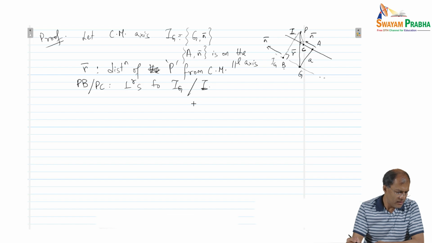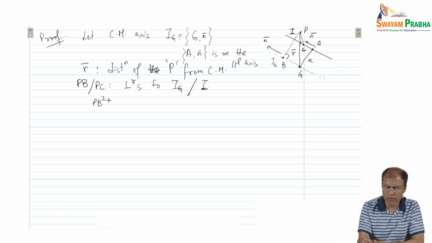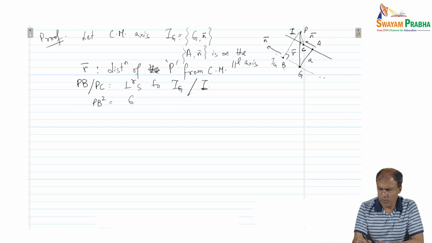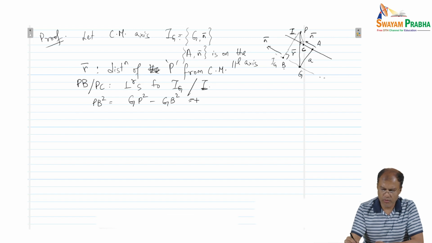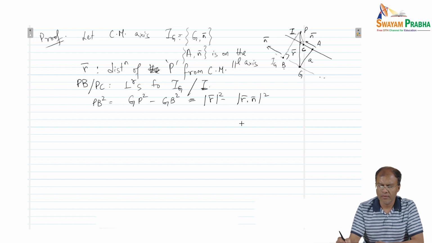So then we see from the diagram that PB square is equal to GP square minus BG square. So that is GP square minus GB square. And we see that this is also equal to R square minus (R dot N) square.